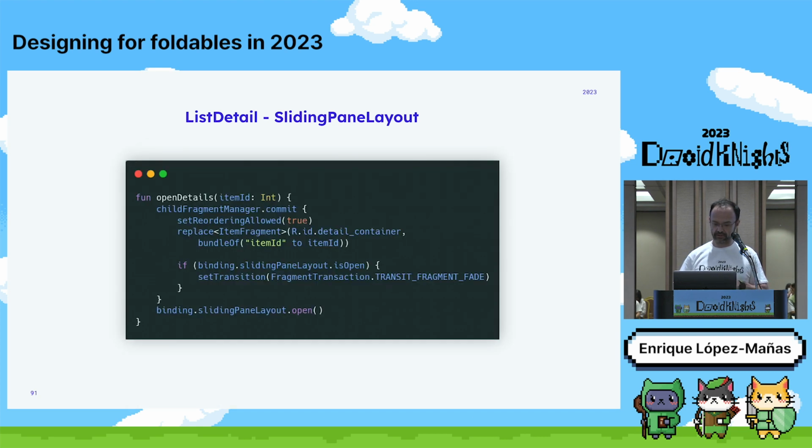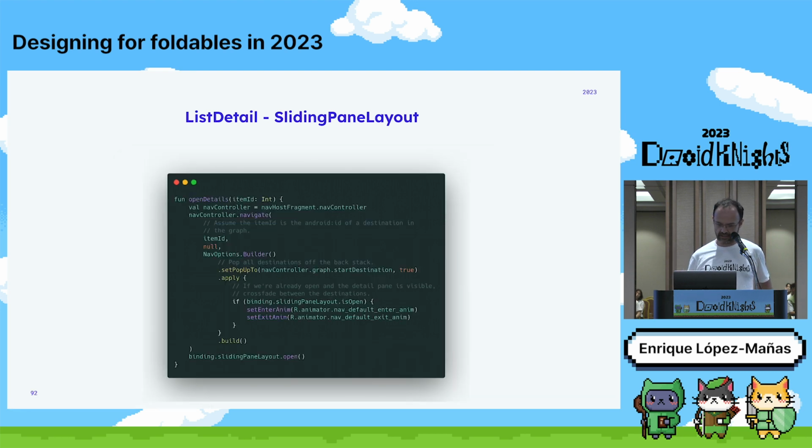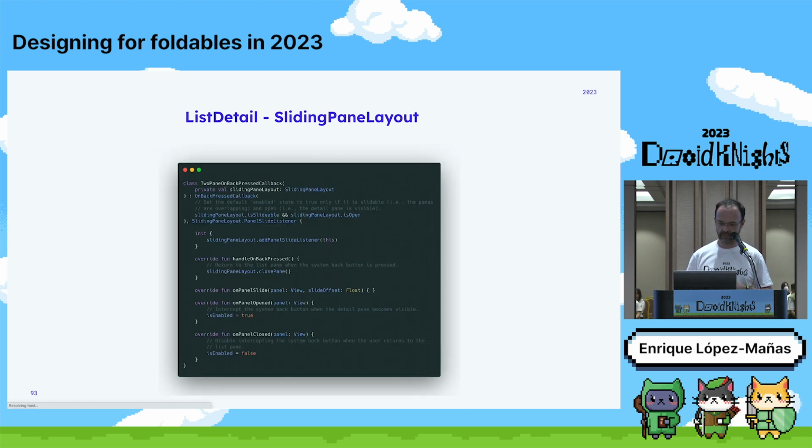When you need to open the details, you can be using this function from here. If you're using the fragment manager, if the sliding pane layout is open, this is an attribute that you can call from the layout. You just set the transition and call the open function, and it opens the content screen. And if you're using the navigation controller in Android, you will use something similar. You will need to check if the sliding pane layout is open. If it's open, you just enter the animation that you want to do, like hiding one element or whatever you want, and then calling again the open function.